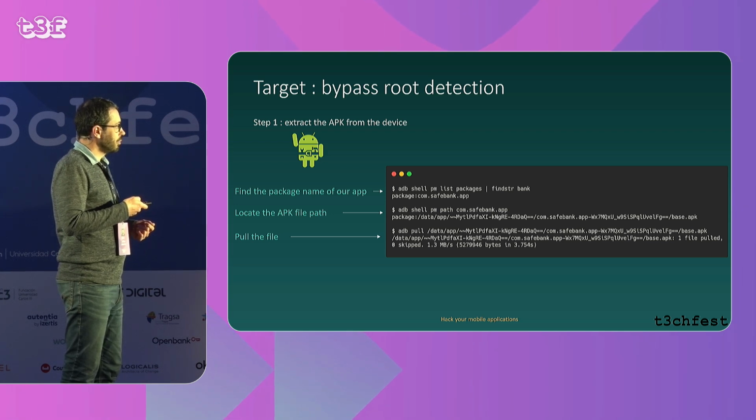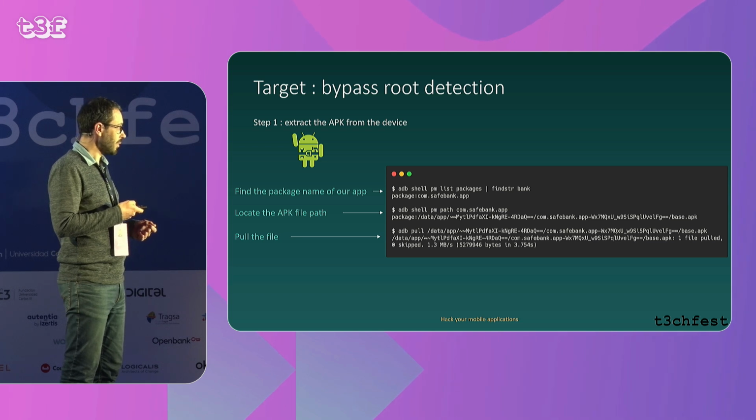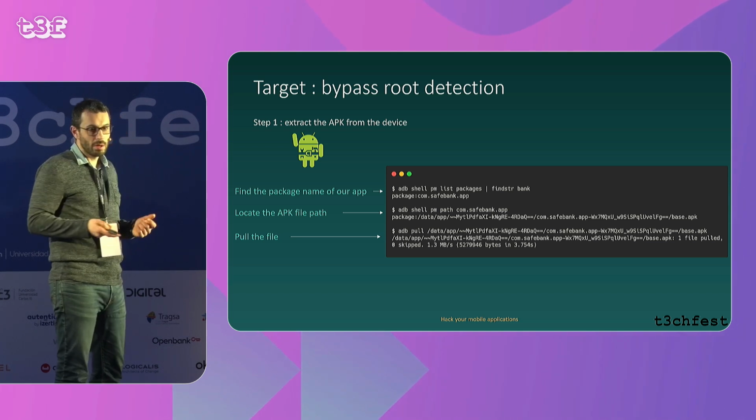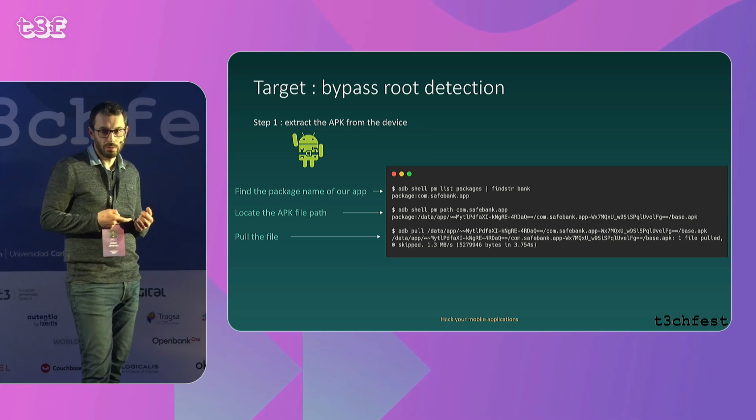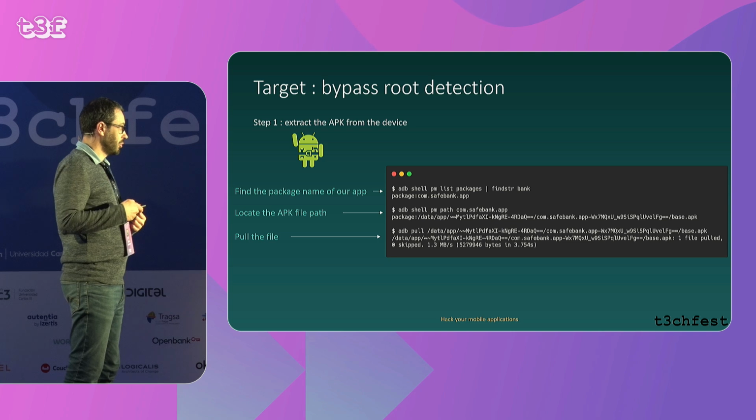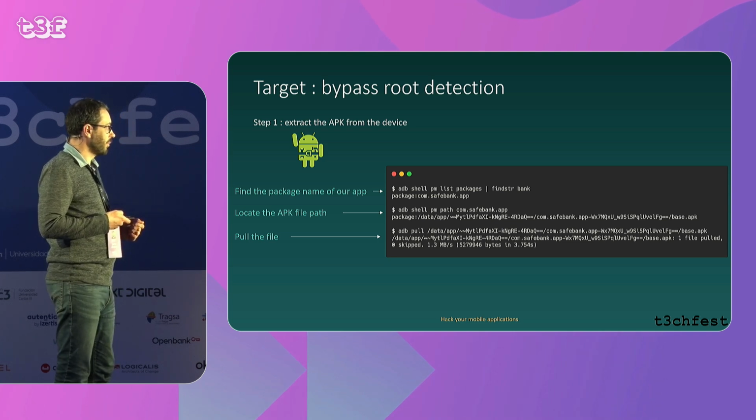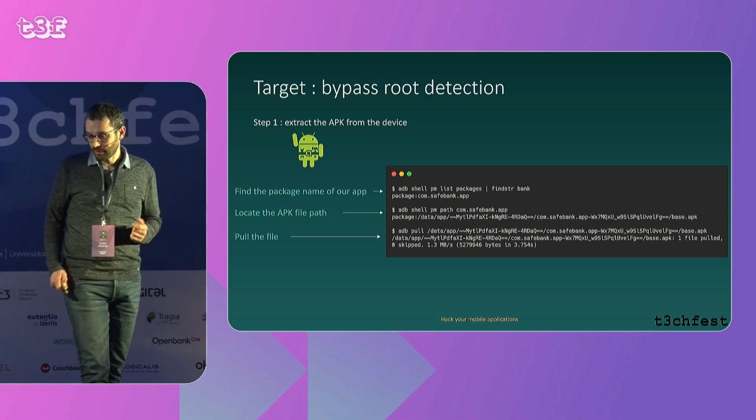Now I will have to look for the path of the application. So with the package name, I can get the path. And finally, with adb pull, I can take the application, the APK file, onto my computer. So here, I have downloaded the APK, and it is on my computer. So first step.